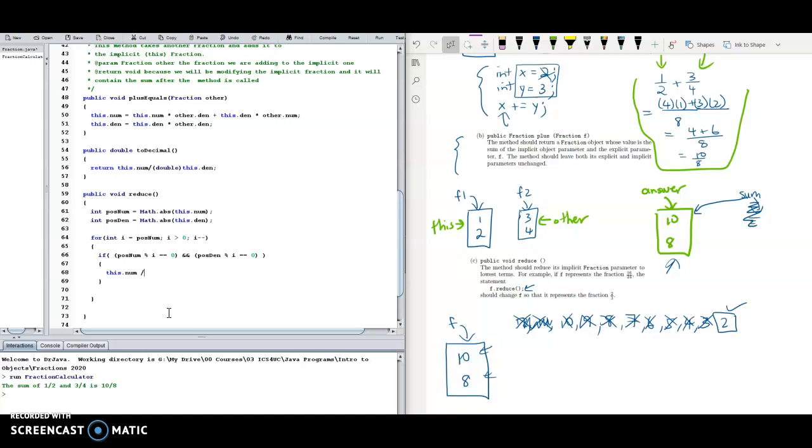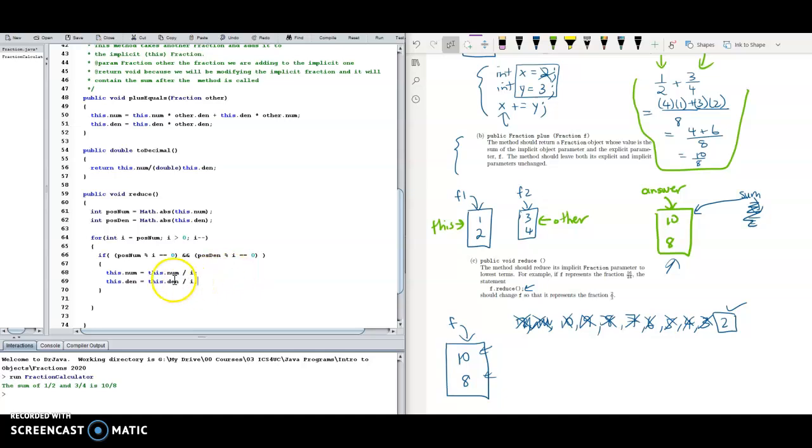So I can say divide equals for shortcut if you're having trouble with that. I'll go this.num is equal to this.num divided by i. And you don't have to worry about integer division. We already know that i is a factor of the numerator because it passed this test. And we know that i is a factor of the denominator. So this.den is equal to this.den divided by i.